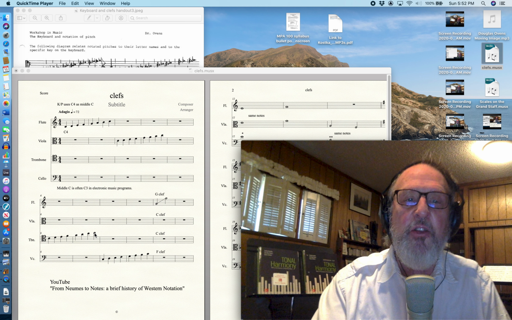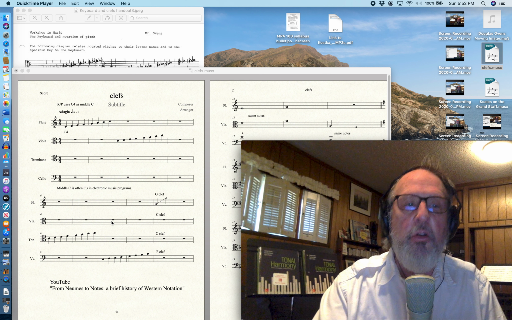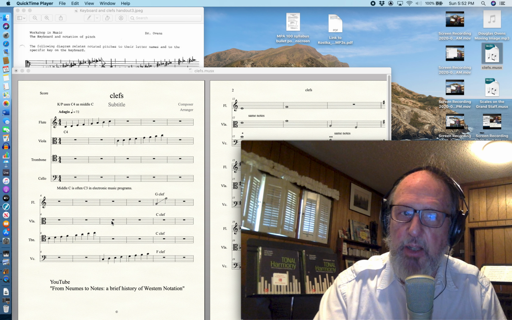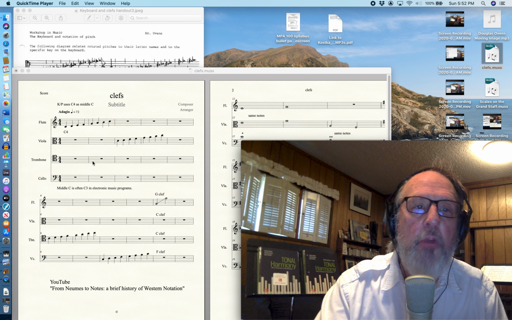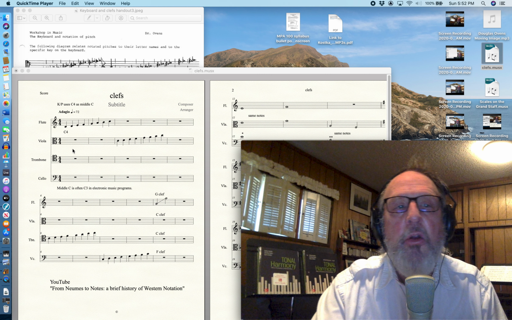Fear not, we'll get those. But that's what those are. Those are actually movable C clefs. They're called movable because there was actually originally one on every line. There was one for this line, one for this line. We kept these two and one for this line. These two are still in very common usage.